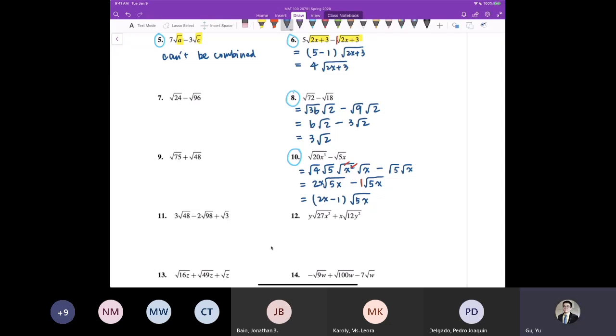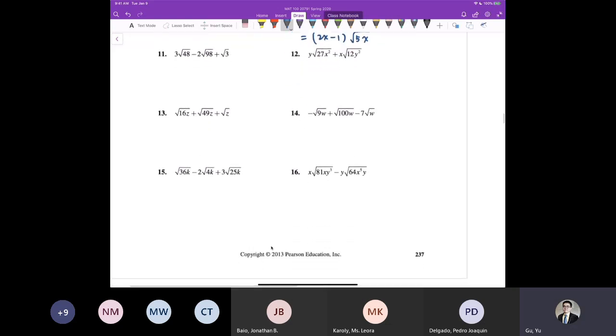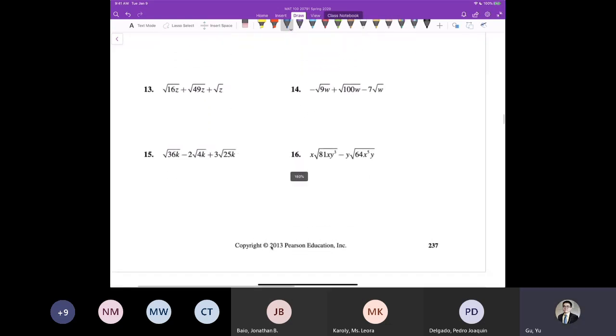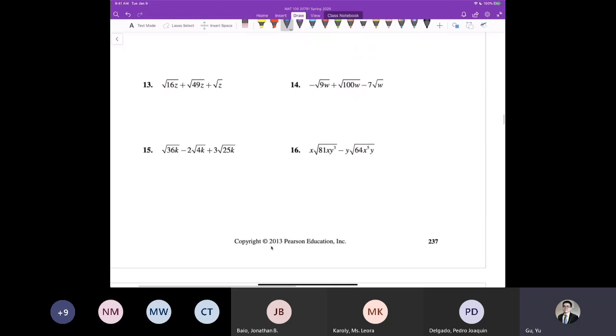Any question about these 4 problems? So let's look at number 16 because Bella wants us to do number 16. Let's look at number 16. It's x radical 81 x y cubed minus y radical 64 x to the 5th y. This is indeed pretty complicated. First thing to do is simplify each of them to check whether or not they have like radical parts.